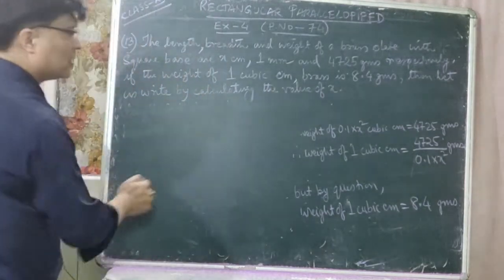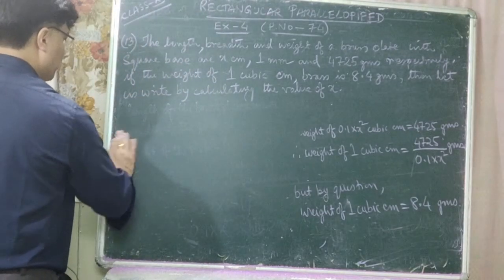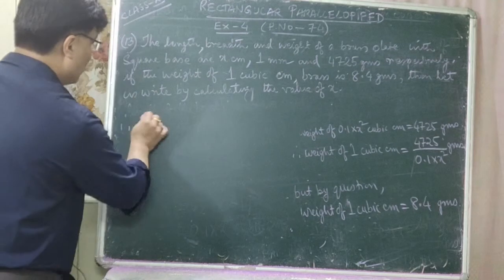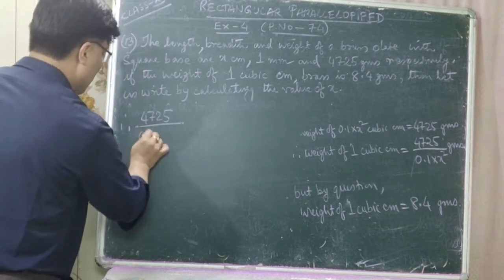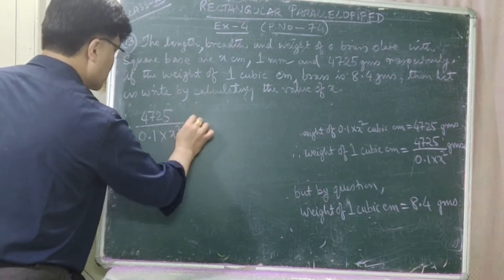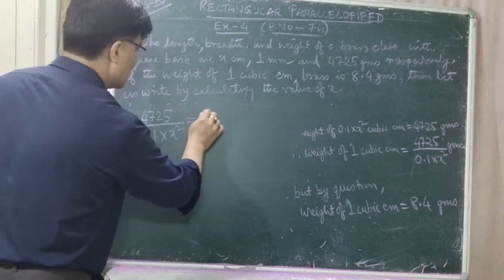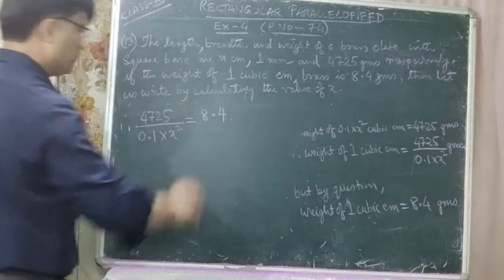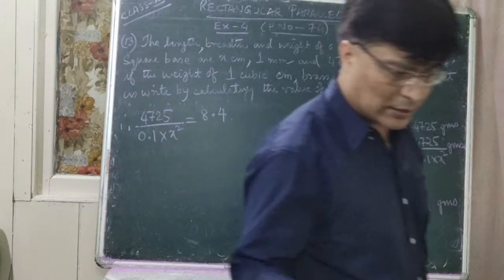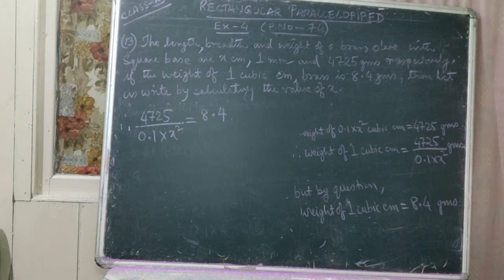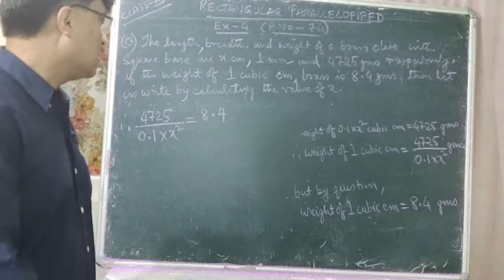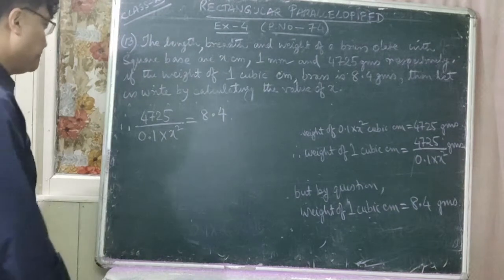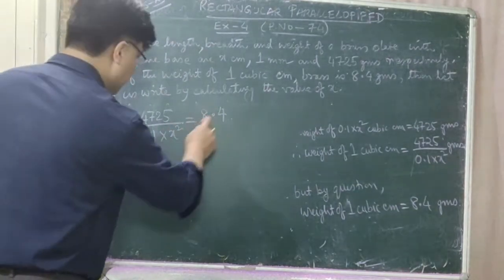So let us write here, let us equate, therefore 4725 divided by 0.1 into x square is equal to 8.4. Is that clear to all of you? Now let us simplify it. So we can simplify it further to get the value for x. Okay, so let us do the simplification now.